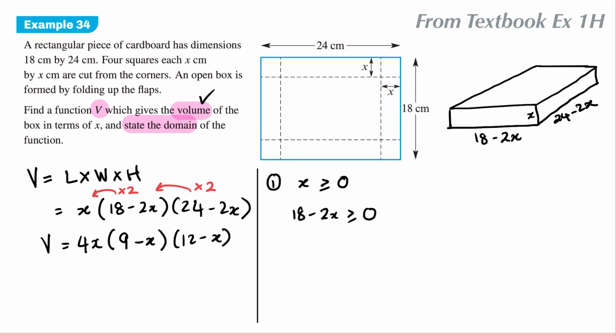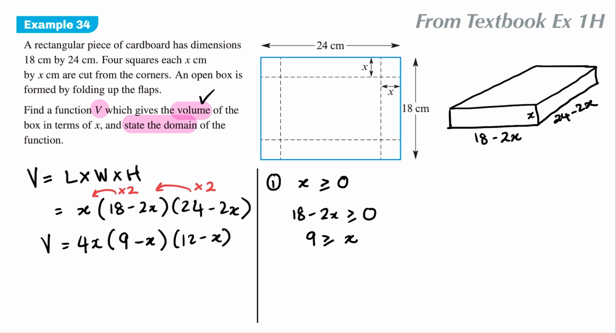So the next one, which would be the width, 18 minus 2x needs to be greater than 0. That needs to be positive. So if I take it over and divide by 2, I end up getting that x needs to be less than 9. Now, if you think about it, if x was any greater than 9, say I put in 10, so 2 times 10 is 20, 18 minus 20 gives me a negative dimension. So that's why, as long as x is less than 9, I'll end up with a positive dimension there.